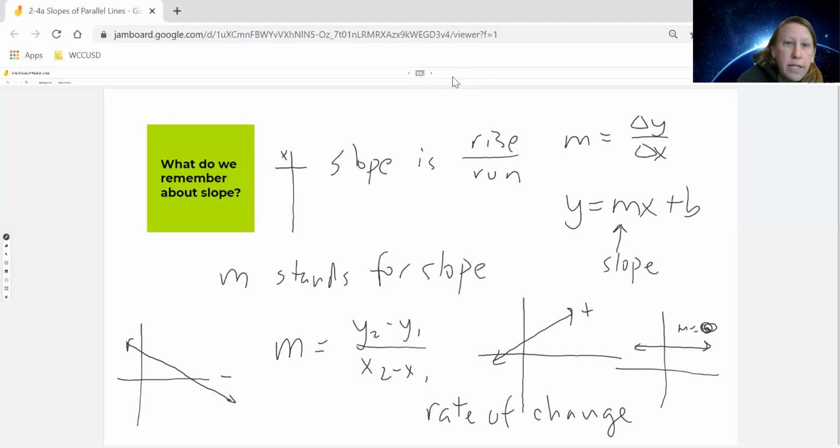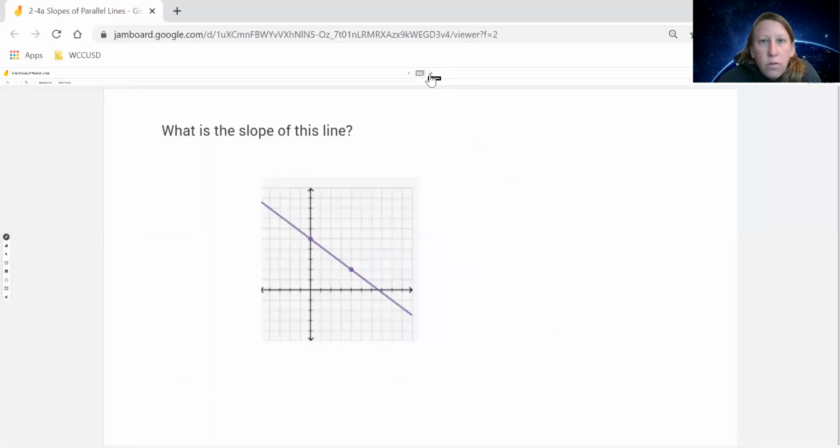So if this is x and y, this is 2, 4, 6, 8, and this is 1, 2, 3, 4, we would have 1 over 2 as our slope. Okay, because this is changing by 1 and this is changing by 2. So the slope would be 1 over 2. Change in y over change in x. All right, so let's apply that.